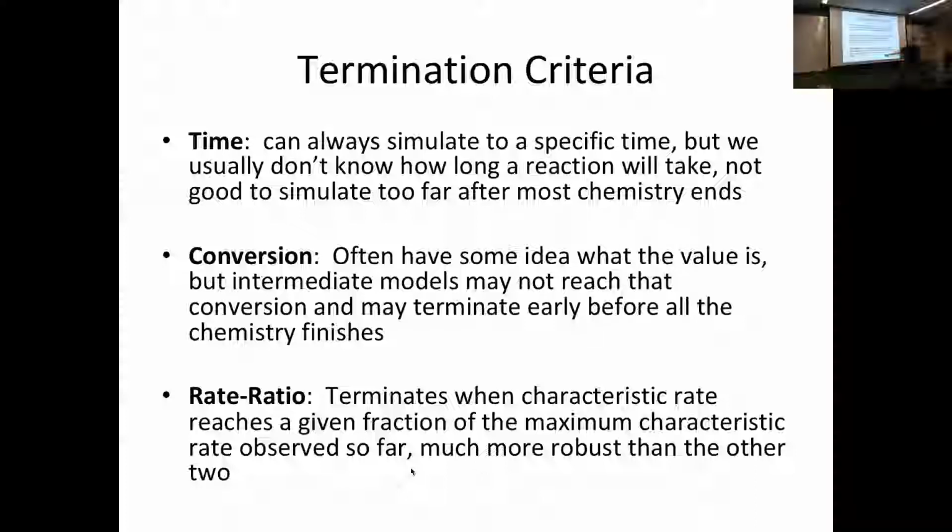Usually, rate ratio works pretty well by itself. There's theoretically situations where we think it wouldn't work, but we haven't found any of those yet. Time and conversion together usually isn't too bad. Rate ratio is a new one that I worked with that works pretty well by itself. These ones should usually be paired with another termination criterion if you're going to use them. Any questions on termination criteria?